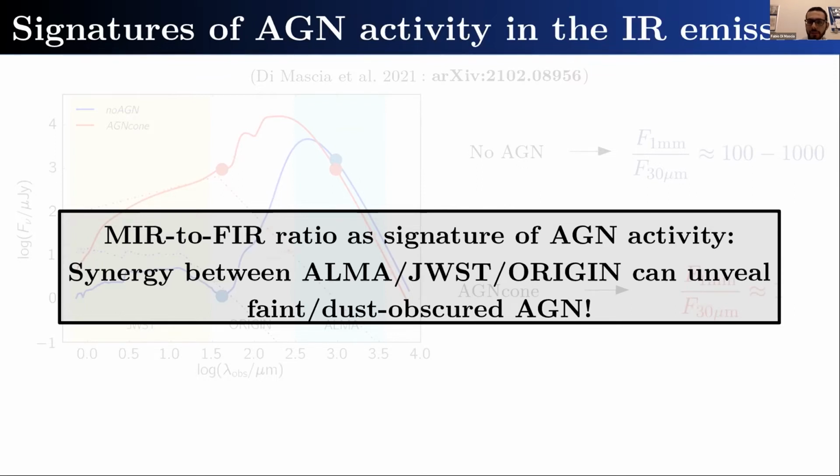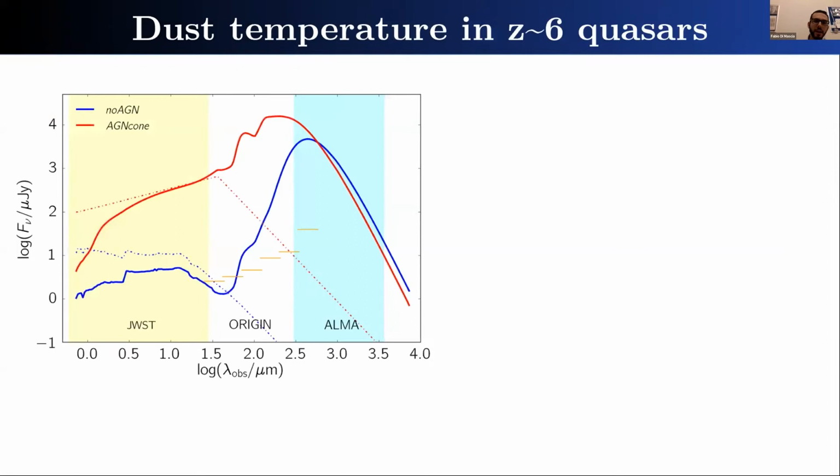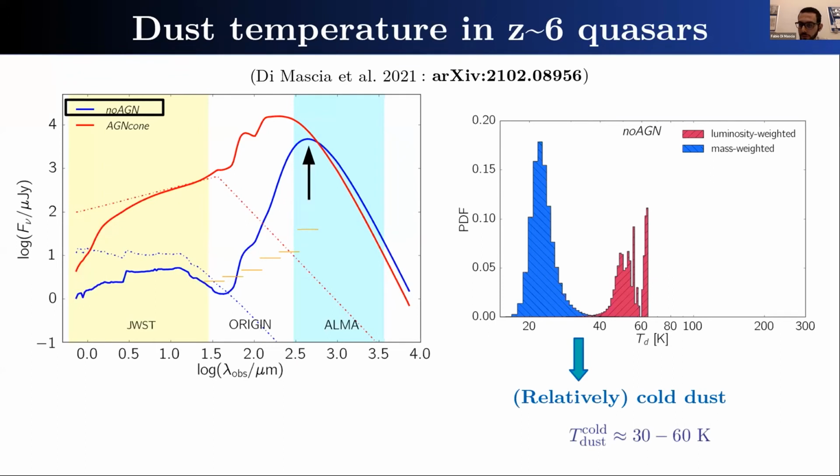But where does this mid-infrared boost come from, first of all? This comes from the dust temperature. If we have a look at the dust temperature distribution of the run without AGN, here I'm showing in the right-hand panel the PDF of the dust temperature. In blue, you can see the mass-weighted dust temperature that probes the bulk of the dust mass. And in red, you can see the luminosity-weighted dust temperature that is most sensitive to the bright regions. And you see that the dust is relatively cold, within 30-60 Kelvin, without AGN radiation.